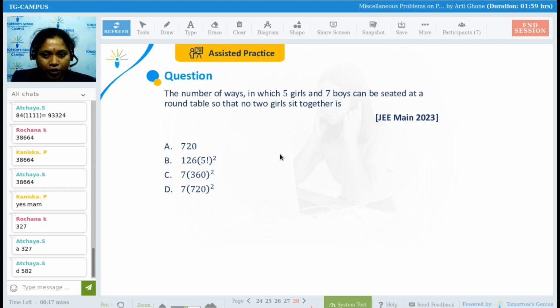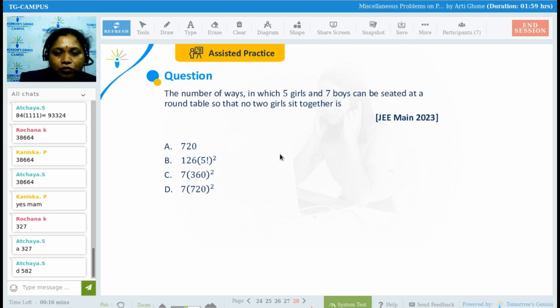First thing, number of ways in which 5 girls and 7 boys can be seated at a round table so that no 2 girls sit together. Now, these questions can be performed in 2 ways. First, all the circular arrangements of total objects minus where 2 girls are always together. Clear? This is the first pattern, all minus the opposite case that we are doing regularly. But now one more pattern with the combination, which is a quick one.